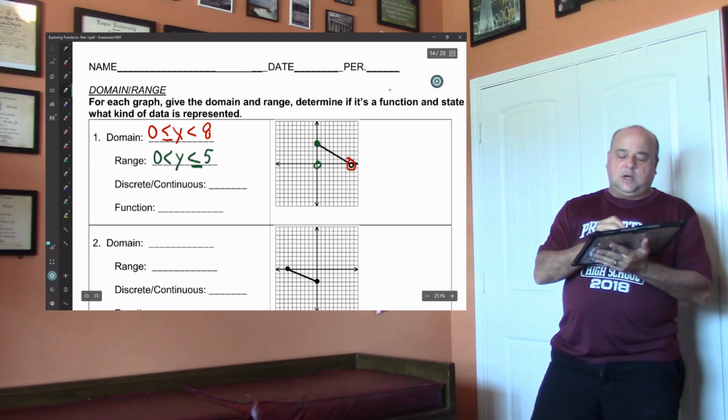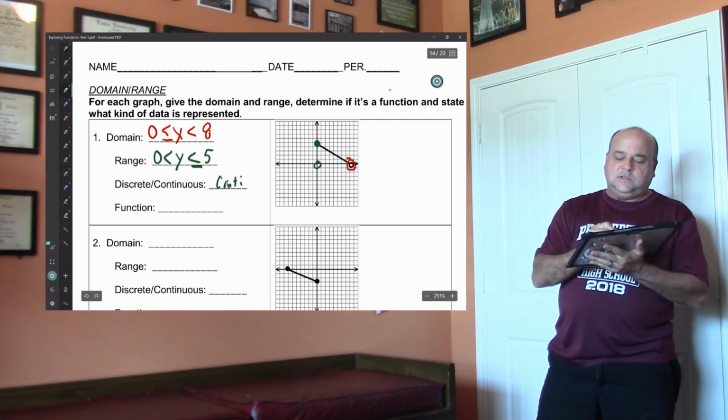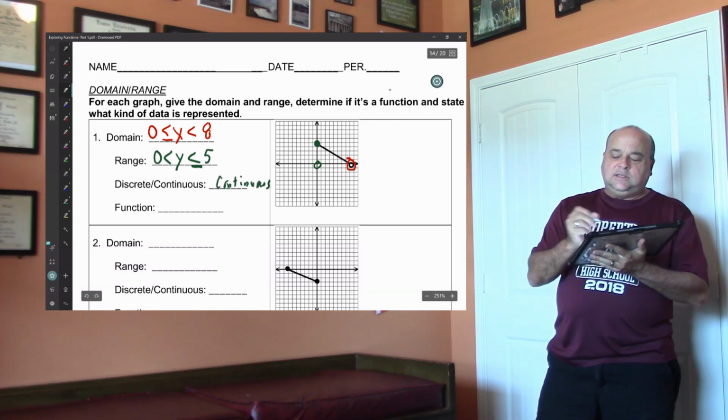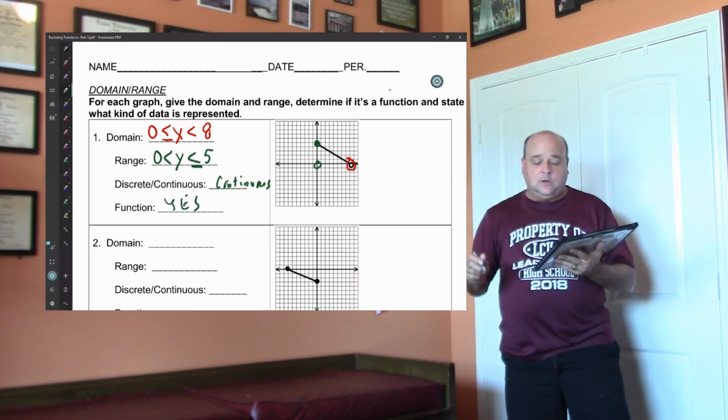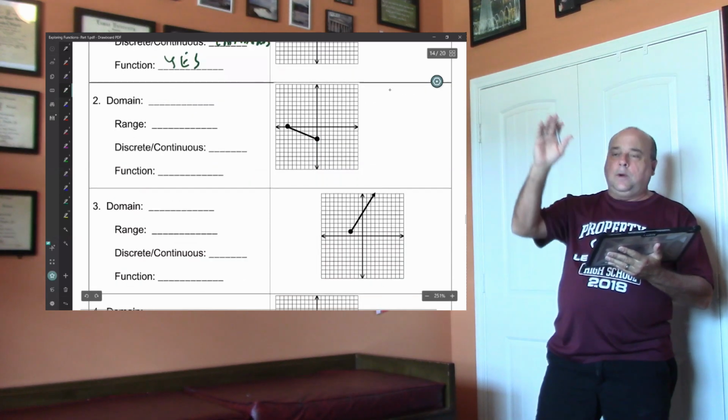Is this discrete or continuous? It is continuous because it's a line. Is it a function? Yes, because the x's do not repeat. A vertical line doesn't go through it twice. Now then, you're going to repeat the process.